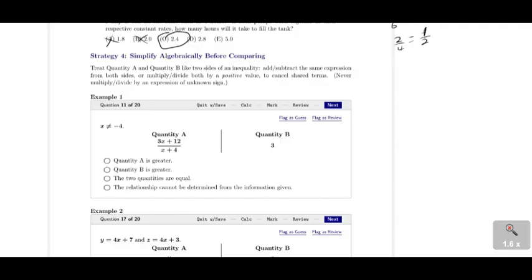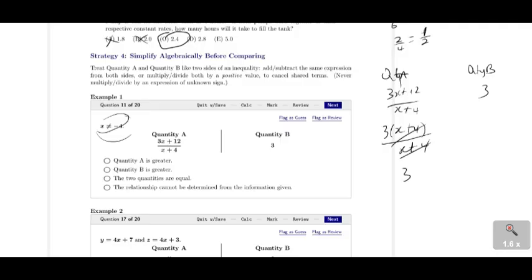Let's look at the first example. For quantity A, we are given x, and you need to take note of this condition: x is not equal to -4. In quantity A, we have (3x + 12) over (x + 4). Then in quantity B, we have 3. Now, in the numerator for quantity A, we can factor 3 out, and that will give us (x + 4) over (x + 4). Clearly, this will cancel, and in quantity A we are left with 3.